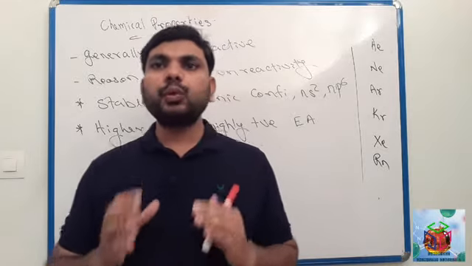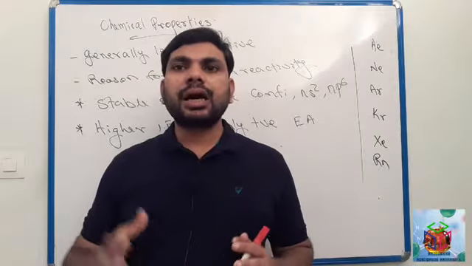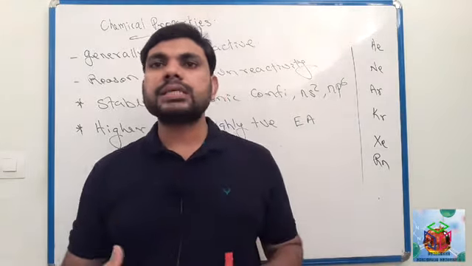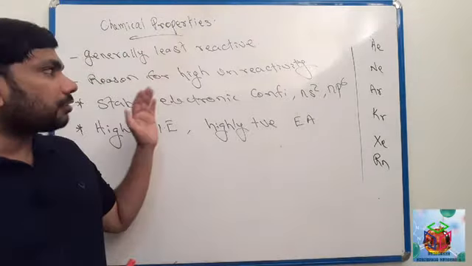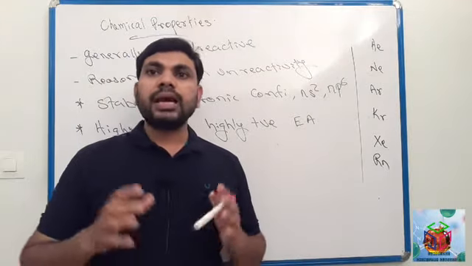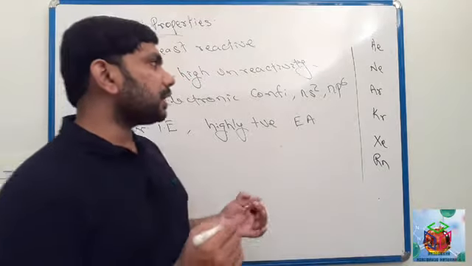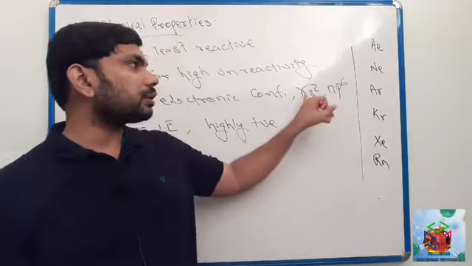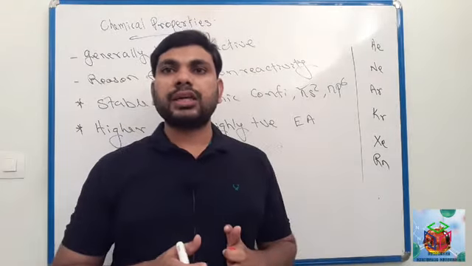Chemical reactions of group 18 elements. Generally we can say noble gases are highly unreactive. This is the reason for their unreactivity: they have a stable electronic configuration. They have a complete outer shell electronic configuration. Except helium, all other gases show the electronic configuration ns2 np6. They have a stable electronic configuration.